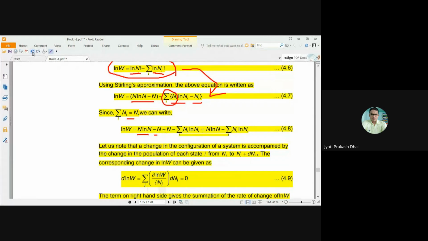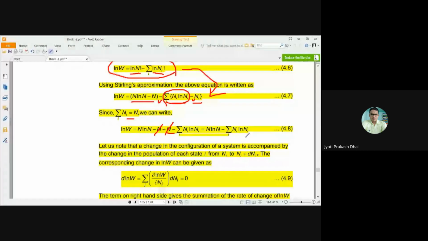Here the summation of ni equals n, and minus of minus will become plus. So we put n, and after that this value is nothing but summation of ni ln ni. Now minus n plus n will cancel out. So we write ln W equals n ln n minus summation of ni ln ni.